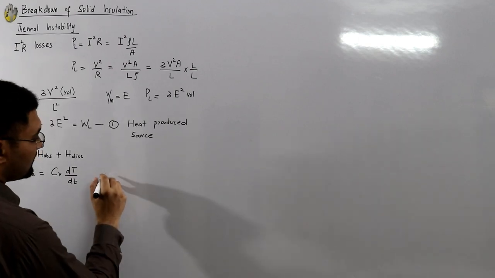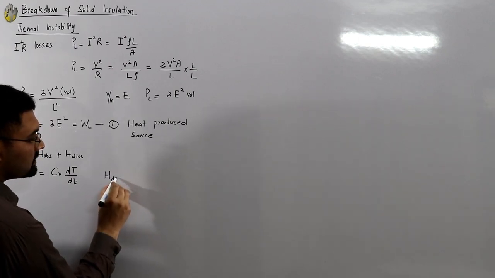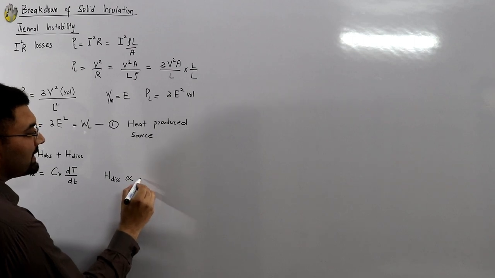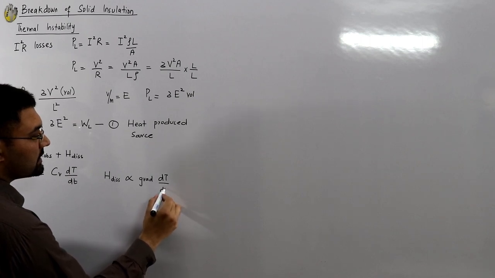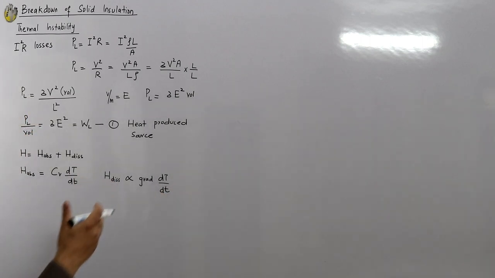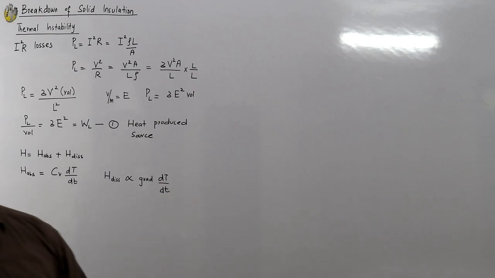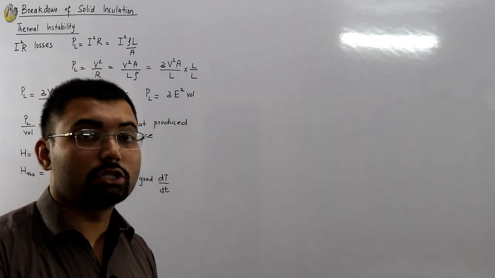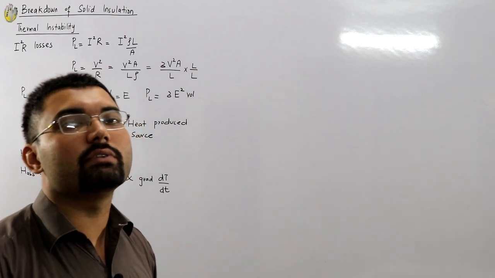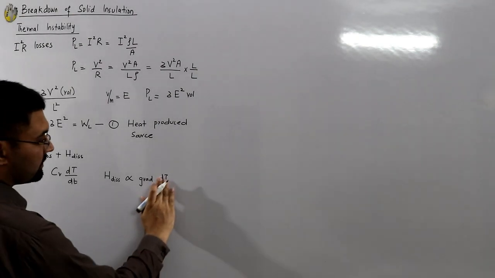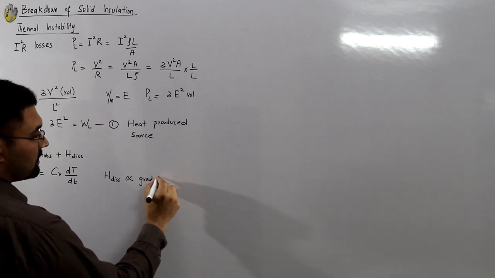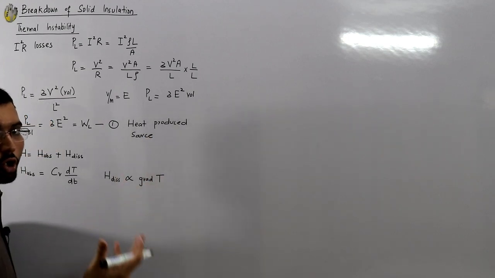Similarly, the heat dissipated is also proportional to the gradient of the temperature difference. The temperature difference means what? One is the inside temperature, one is the outside temperature. The more the difference between them, the more effective is the heat dissipation, directly proportional to the gradient of T. I will write over here, gradient of T, because gradient basically gives you a slope, right?